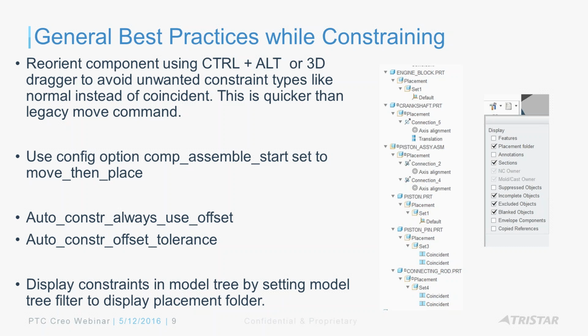Also, sometimes you may have noticed when you pick geometry, it tries to give an offset whether you need it or not, and sometimes it doesn't. So there is a tolerance for it, right? It's called auto constraint offset tolerance. It's a config.pro option. The default is 0.5. What the software does is it multiplies that value to the model size, to the component size.